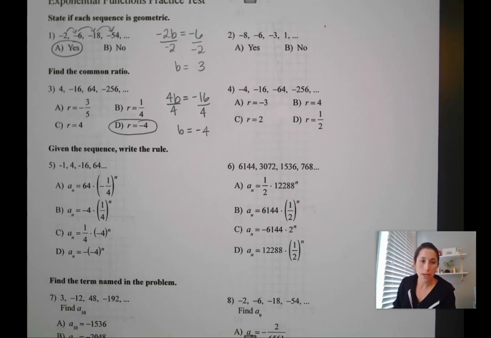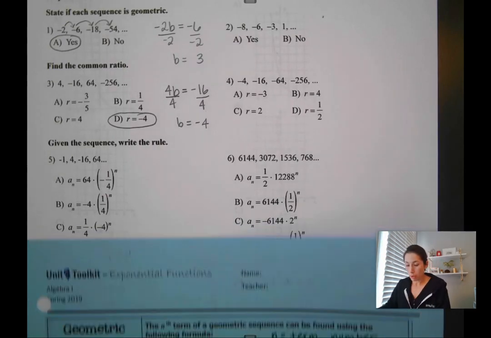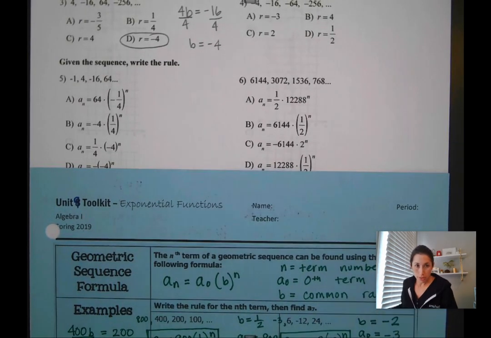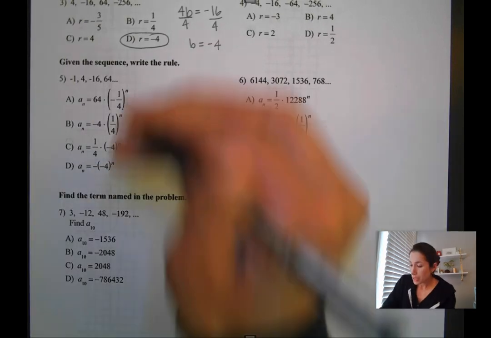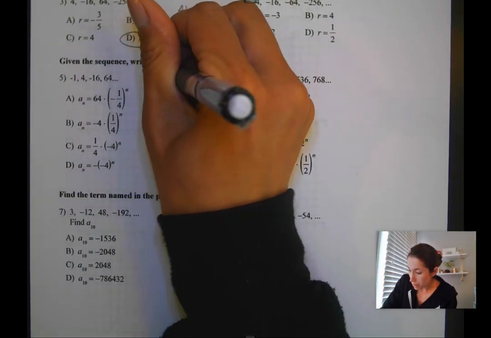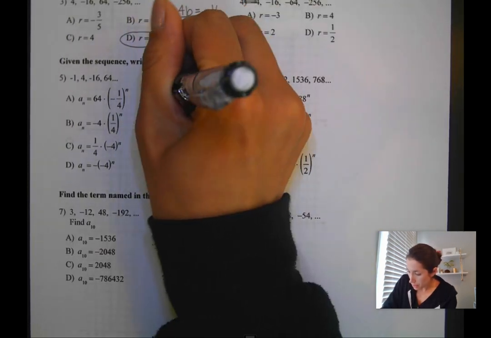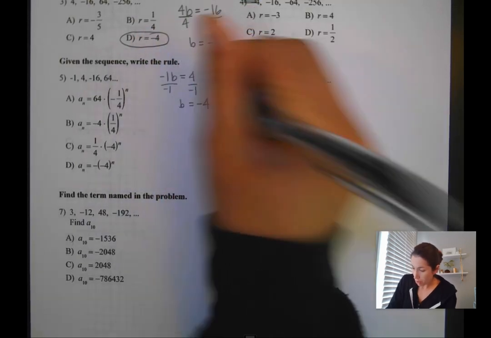Given the sequence, we're writing an explicit rule. A rule you might want to look back at your toolkit. This would be just the top portion of your toolkit. It is Unit 9. So we need two things when we're writing out the rule. We need our 0th term, so the term that comes before the one that's first, and then we need our common ratio. So we have -1 multiplied with b. Our common ratio is 4. So then let's divide by -1. So we have a common ratio of -4.